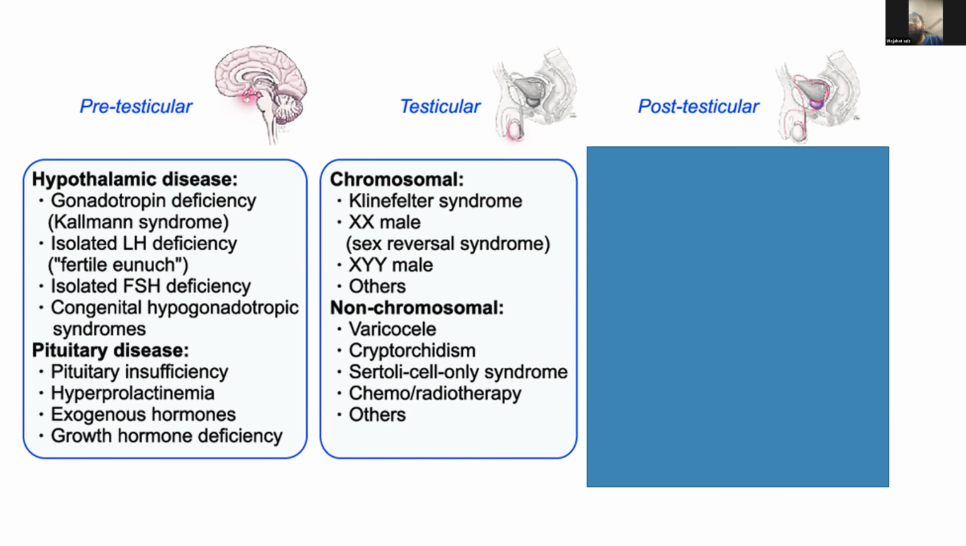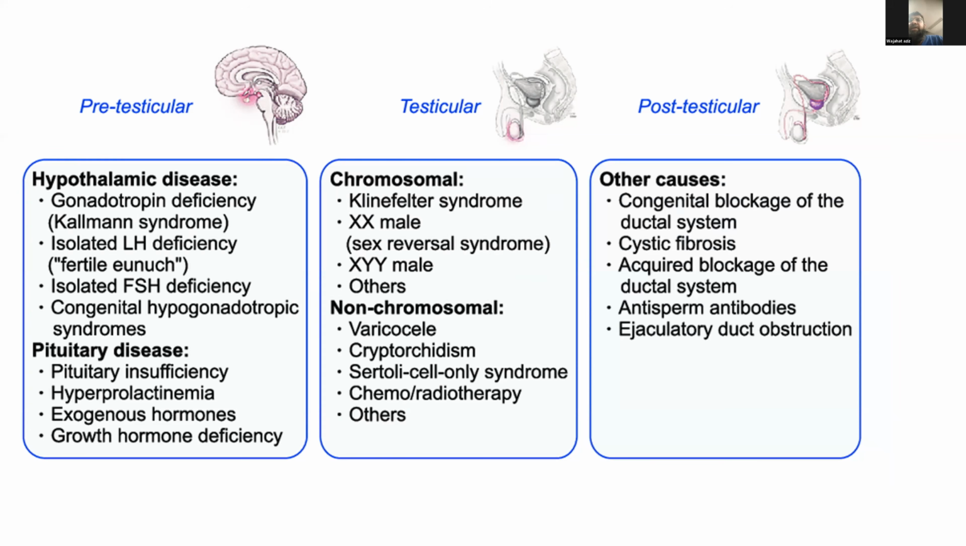And sometimes you have an obvious history of undescended testes or chemoradiation, and you would see that there is a definite testicular cause in the history itself. Similarly, for post-testicular failure, sometimes there is a clear-cut history of an acquired blockage like hernia repair, but most of the time there would be none, which is, to be honest, much less common. The congenital causes of obstruction are much more common. One of them, especially cystic fibrosis, can sometimes be picked up on clinical examination by looking carefully for the absence of vas deferens.